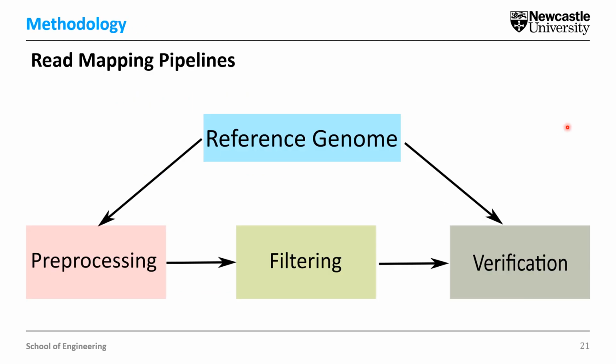Read mapping consists of 3 pipelines: preprocessing, filtering, and verification. We use reference genomes in 2 of these processes. We will start with discussing verification and we'll go backwards to filtering and preprocessing. We will do this in order to explain why our novel filtration methodology has given us high performance and leads to low energy consumption.